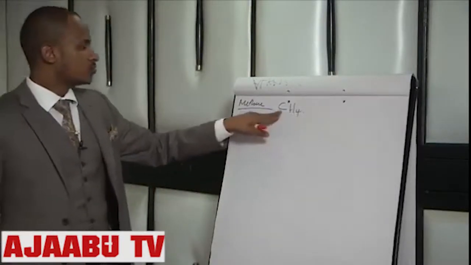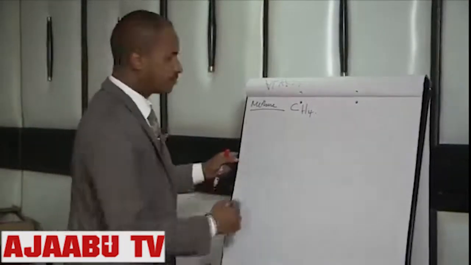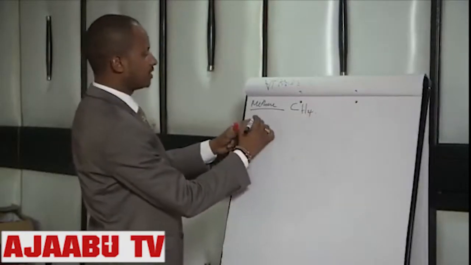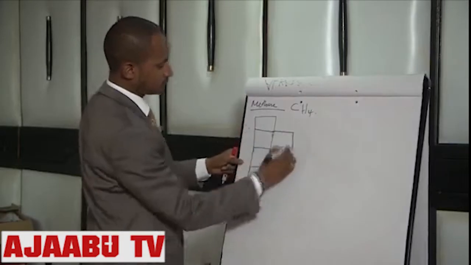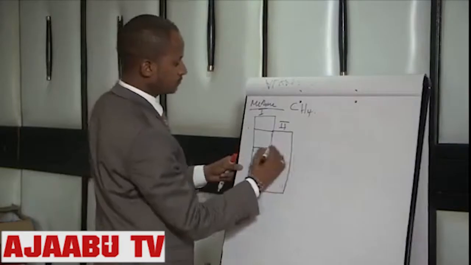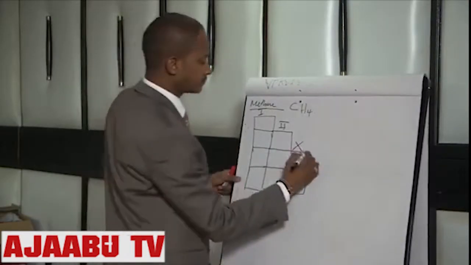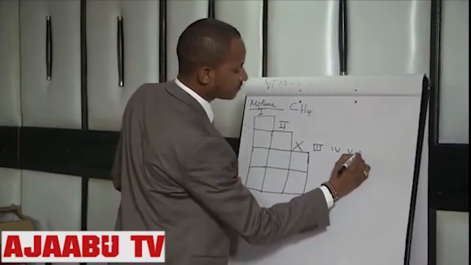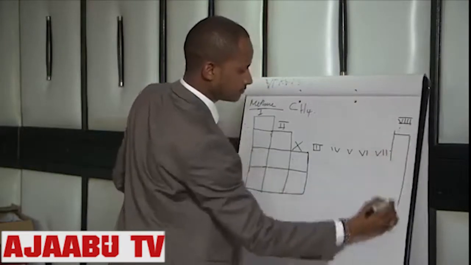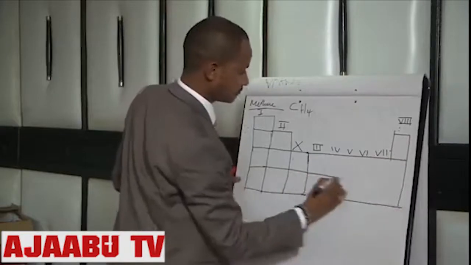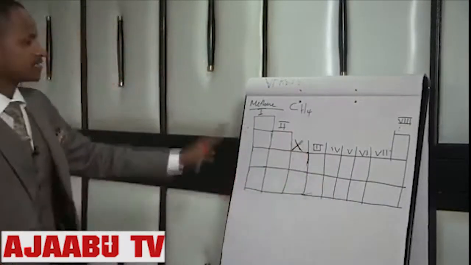From the periodic table, we want to know where carbon and hydrogen lie. So I will draw a periodic table with the first 20 elements. So our periodic table is here, class. This is group 1 elements, group 2. These are transition elements. Then group 3, group 4, group 5, group 6, group 7, and finally group 8.